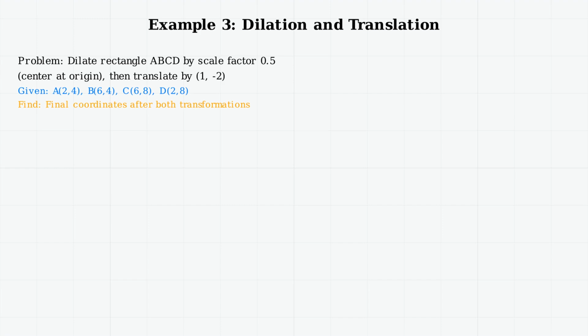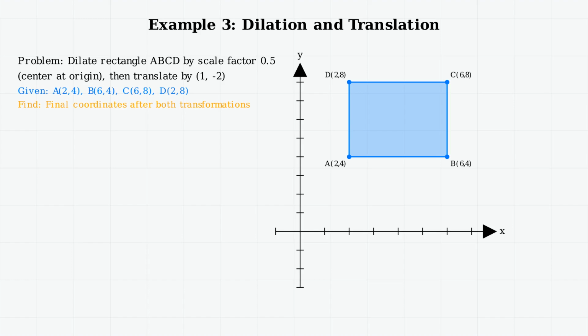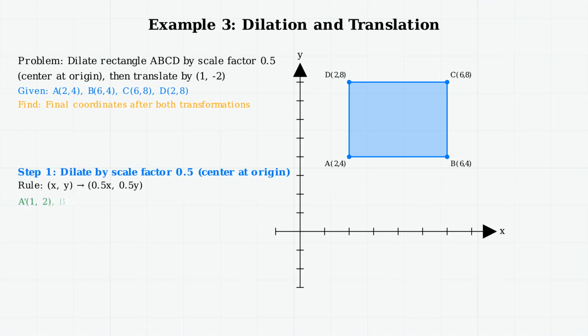Find the final coordinates. Let's visualize our original rectangle. It's a 4 by 4 square positioned in the first quadrant, which will make it easy to see the effects of our transformations. Step 1, dilation by scale factor 0.5. When we dilate from the origin, we multiply each coordinate by the scale factor. Since 0.5 is less than 1, our rectangle will shrink to half its original size.